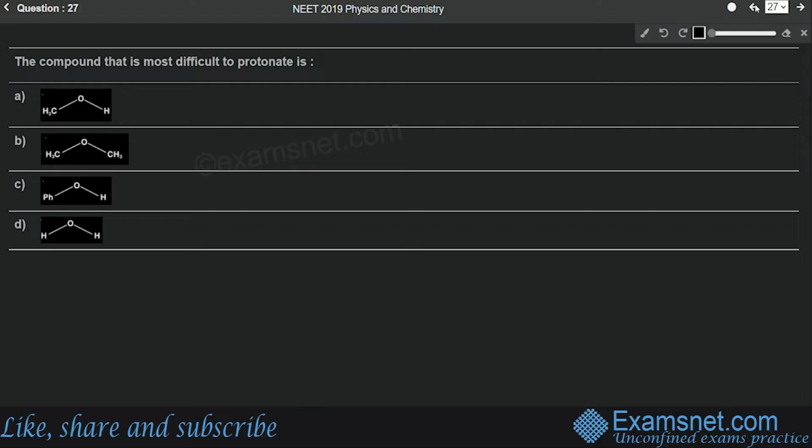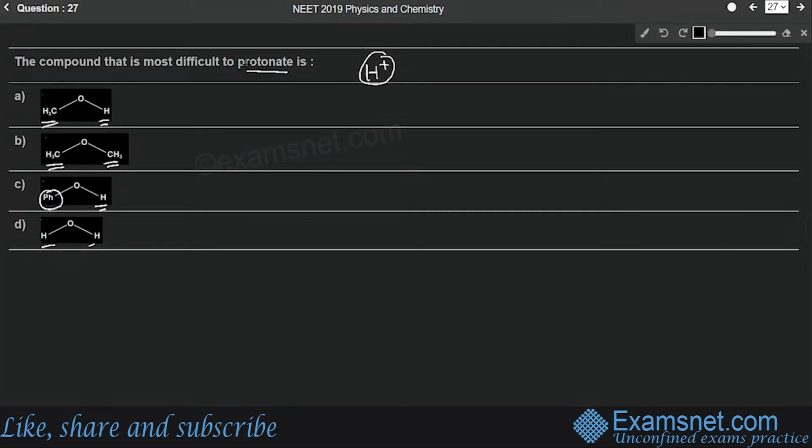Question number 27 is from the chapter Alcohols, Phenols and Ethers, and the question is: the compound that is most difficult to protonate is. That means it is difficult to add a proton to it. In option 1 we can see that we have a methyl group on one side of oxygen and hydrogen on the other side. In option B we have methyl groups on both sides. In option C we have a phenyl group on one side and hydrogen on the other side, and in the last one we have hydrogens on both sides.